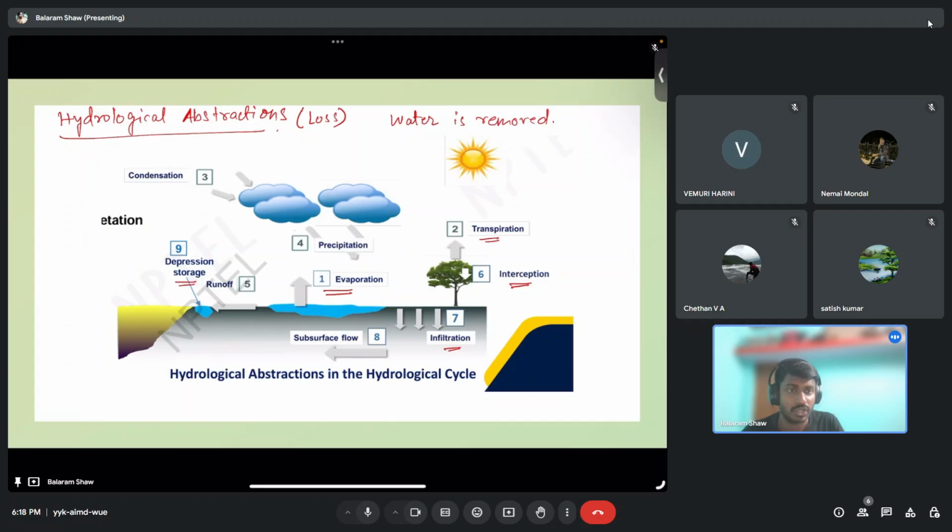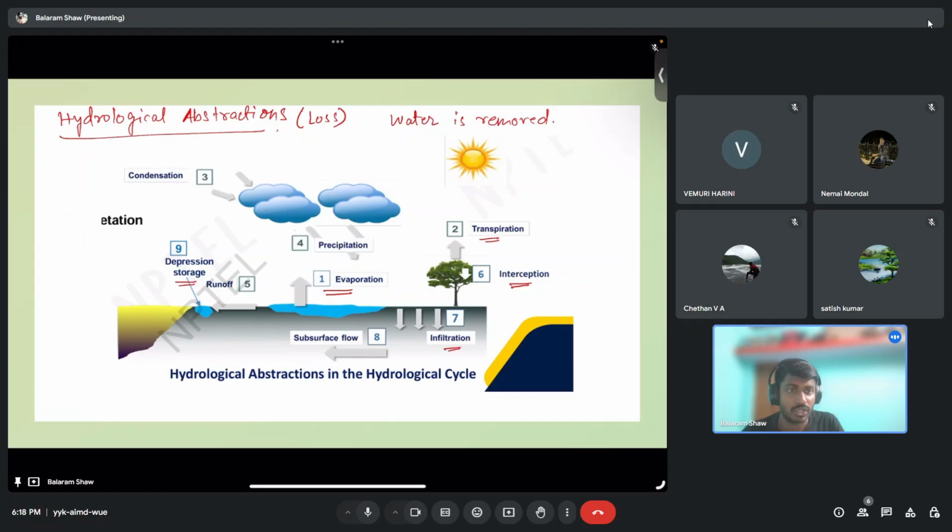Then, what is evaporation? Evaporation is any water that is removed from the land, or soil, or open water. Second is transpiration. What is transpiration? Transpiration is whatever water is taken away from the leaves or the like. We'll study all this one by one. Then we have infiltration. Infiltration is also one of the important hydrological abstractions that we will study in this lecture. Okay, so let's start with interception.